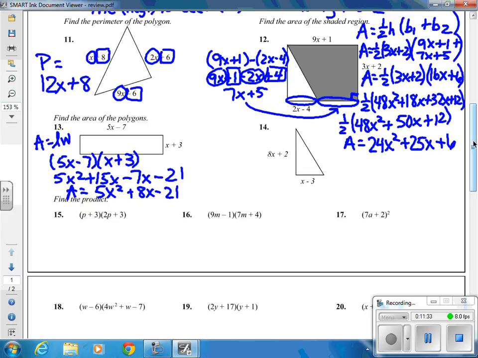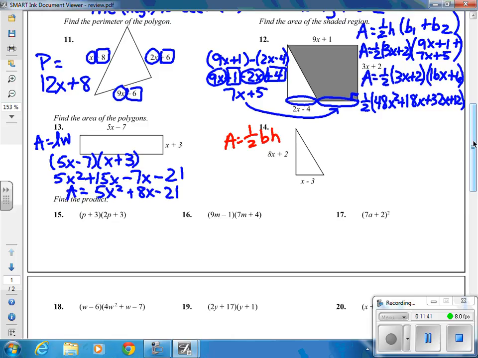Clear off some of this extra space right here. And in this triangle, the formula is going to be A equals 1/2 little b little h. Right, so when I go to plug in my formula, I have 1/2 times the base, which is x minus 3, and the height, which is 8x plus 2. Again, you're going to have to do FOIL first, and then you can take half of your answer.